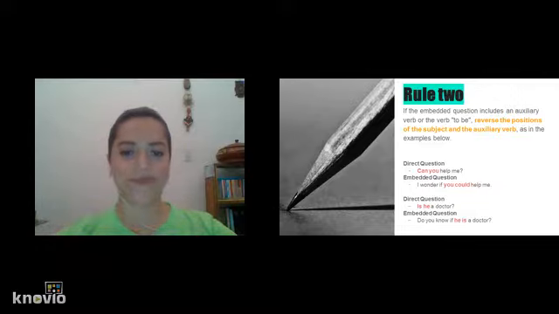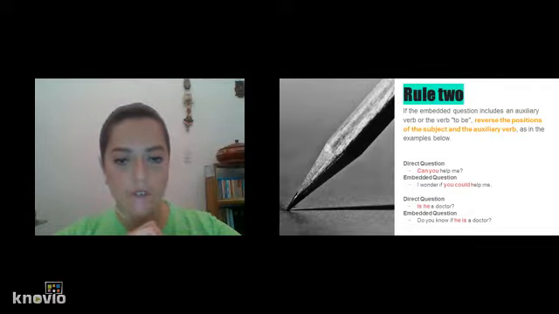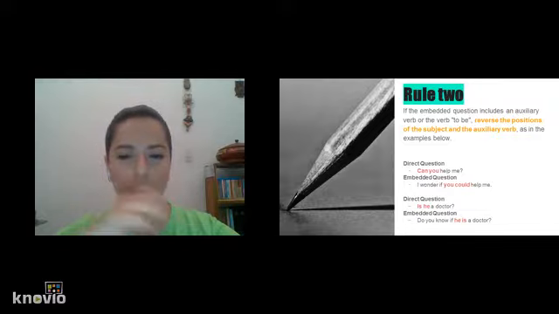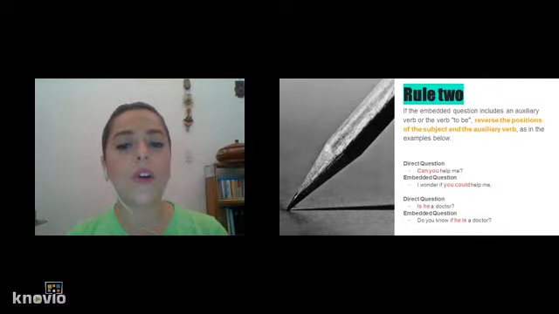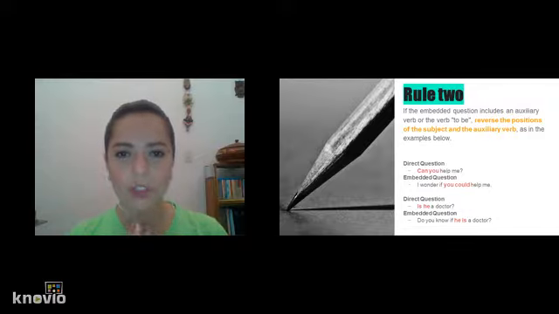Rule 2. If the embedded question includes an auxiliary verb or the verb to be, you have to reverse the positions of the subject and the auxiliary verb. It's like a switch, as in the next examples. First example, if the direct question is, can you help me? The embedded question would be, I wonder if you could help me. There was a change in the tense also. Next example, if the direct question is, is he a doctor? The embedded question would be, do you know if he is a doctor?